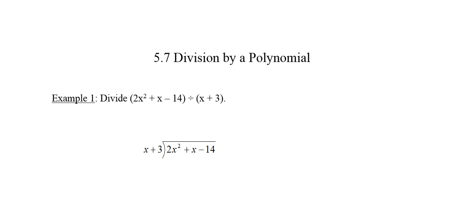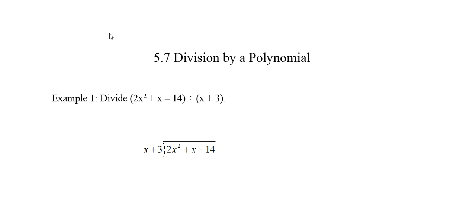I have 3 examples that I will show you, trying to see the different ways that it happens and the different options you have. In the first example we have divide 2x squared plus x minus 14 by x plus 3. The difference between the previous section and this one is that we're dividing now by a binomial. Notice it's x plus 3, where before it was a monomial.